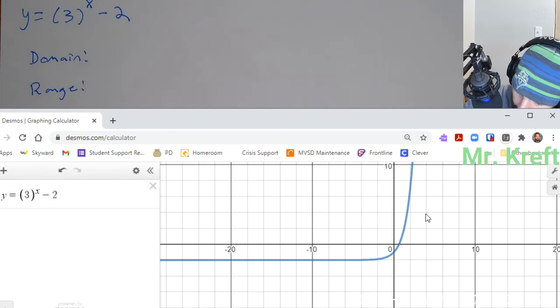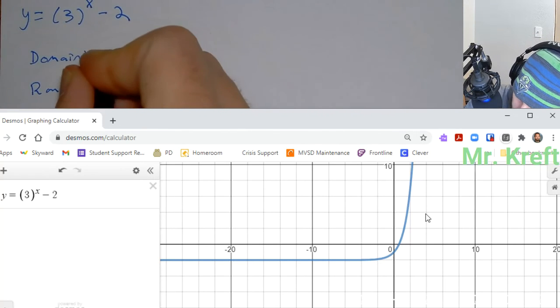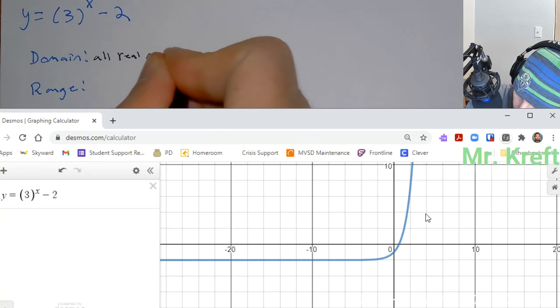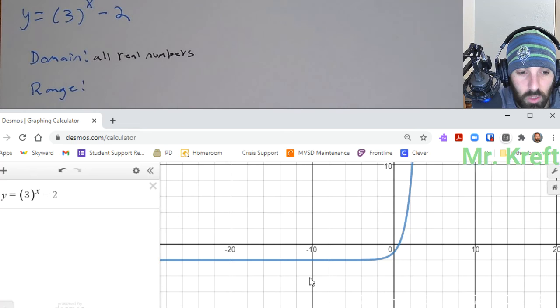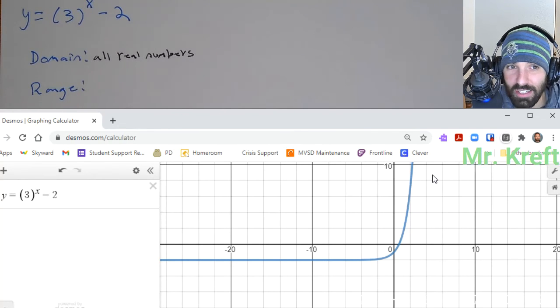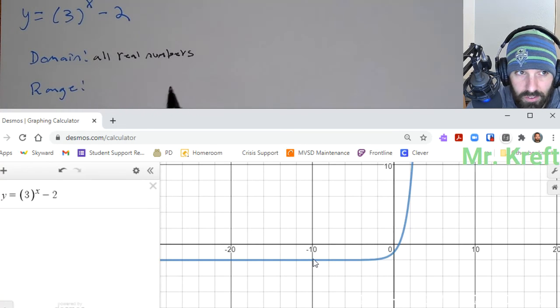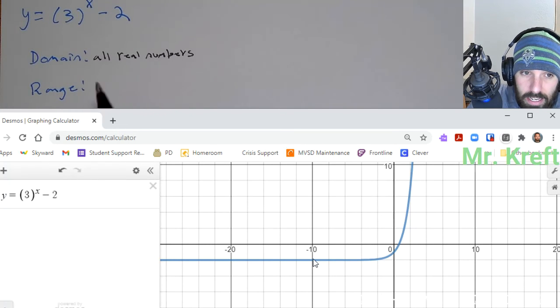So first, let's write down my answer for domain. So domain's going to be all real numbers, right? So that means all inputs are being input in here. This is why you see how it's a smooth graph. There's no breaks in it. If there's no breaks in the graph and it's smooth like this, then that means all real numbers. There's no breaks. The range, it looks like it's above, doesn't it?